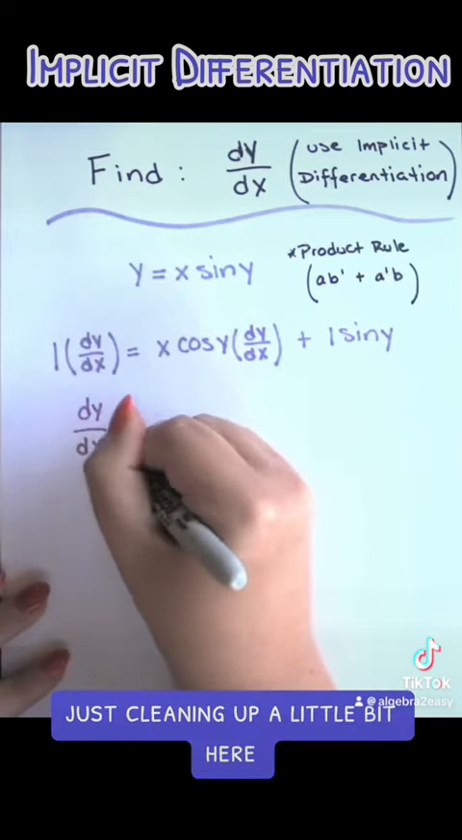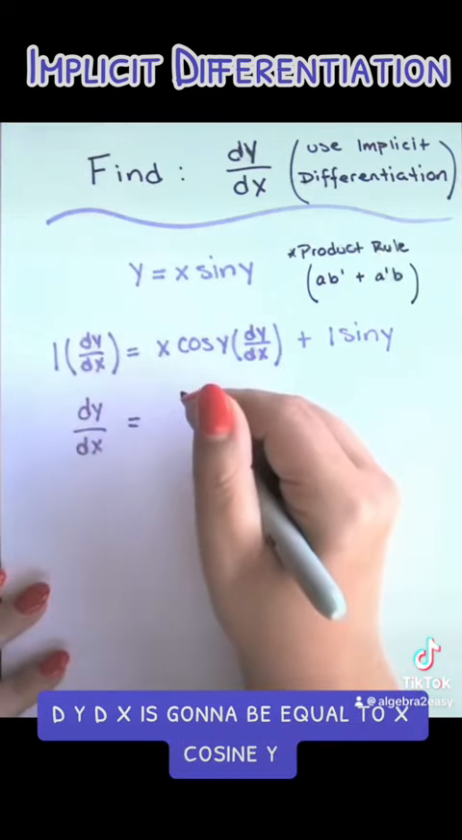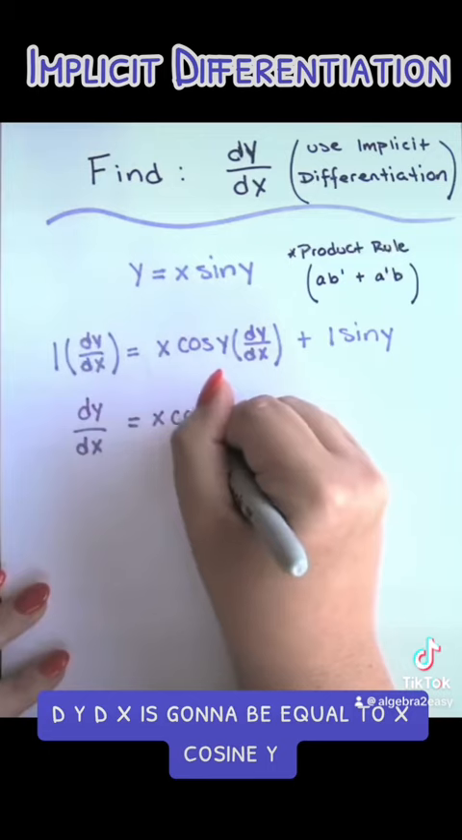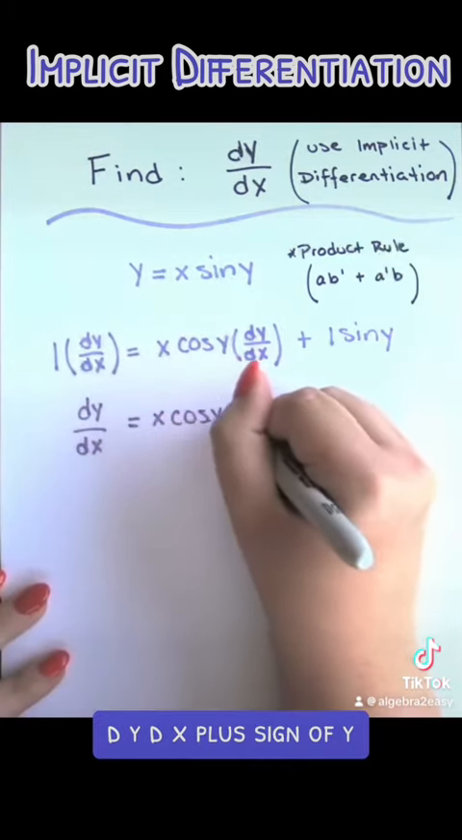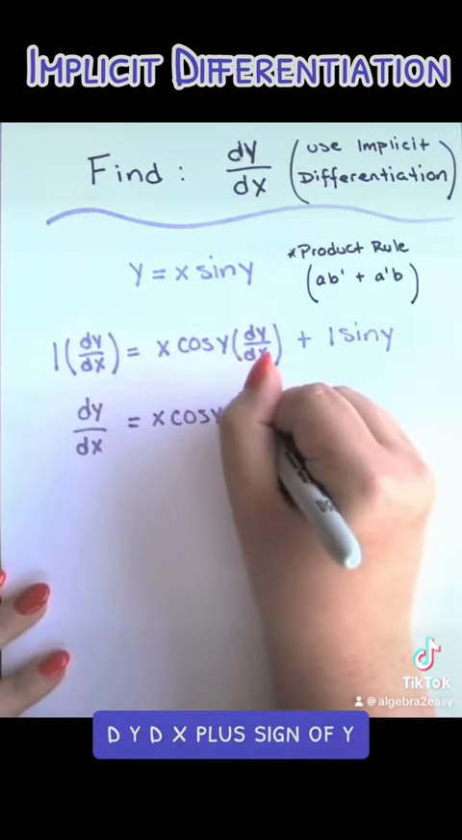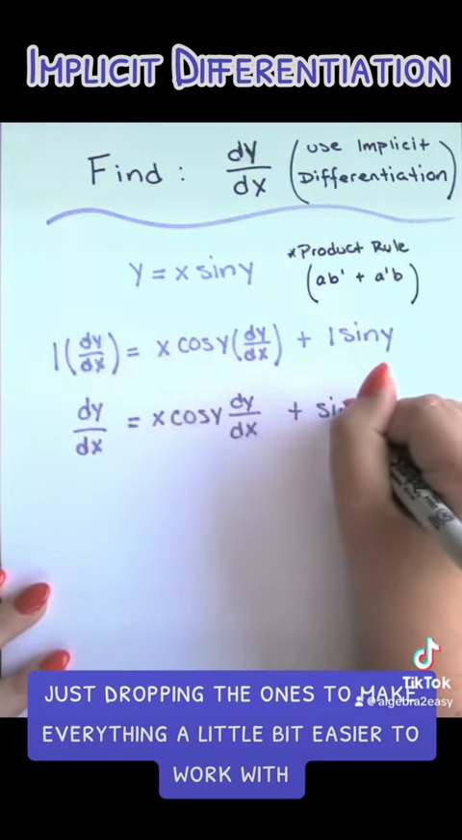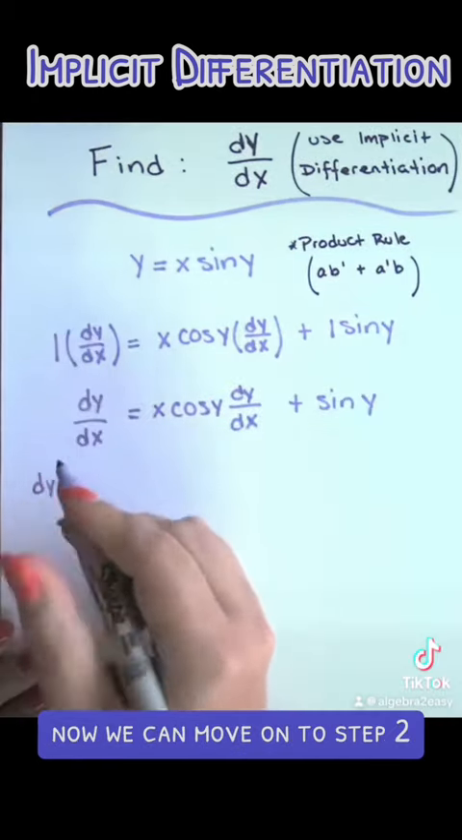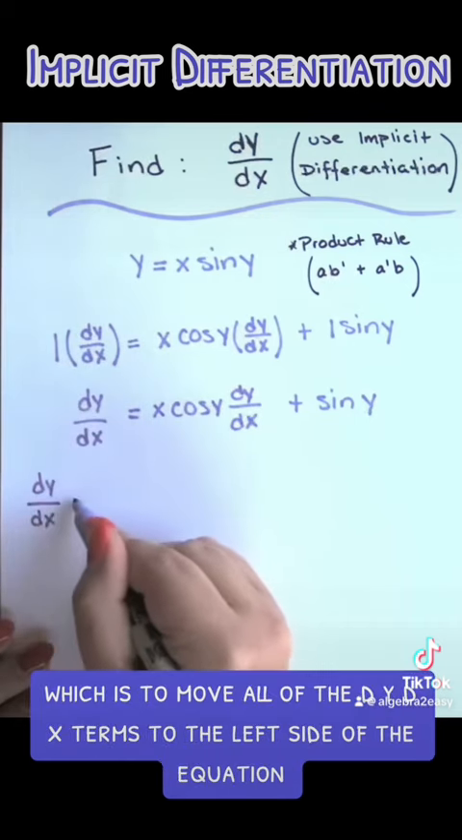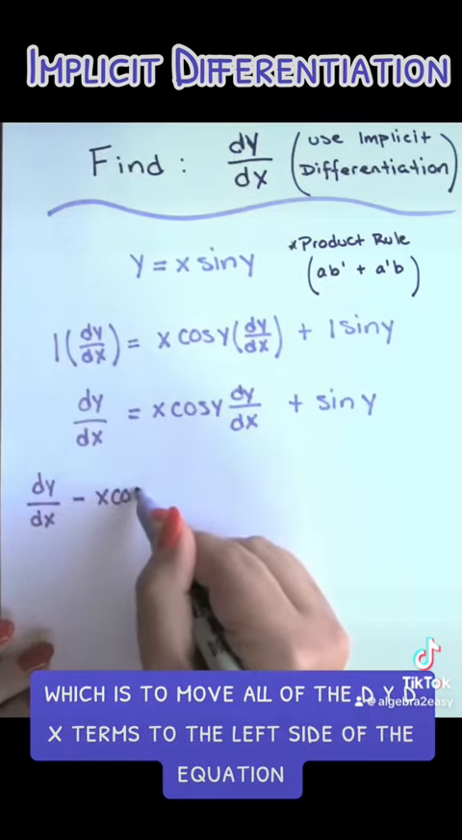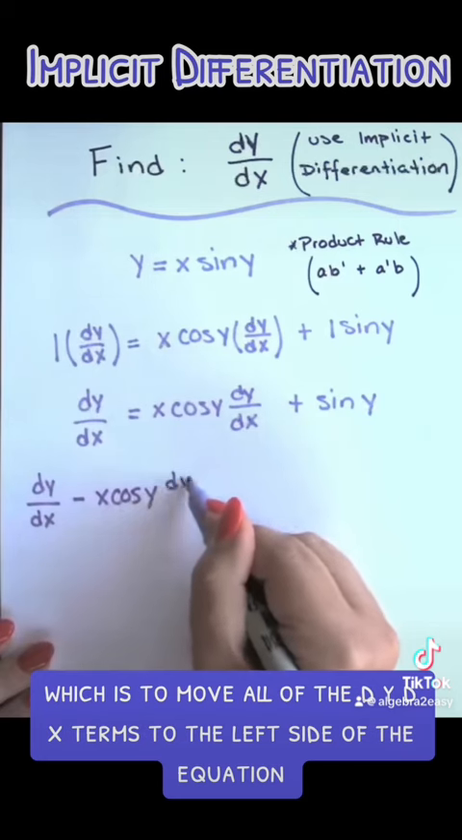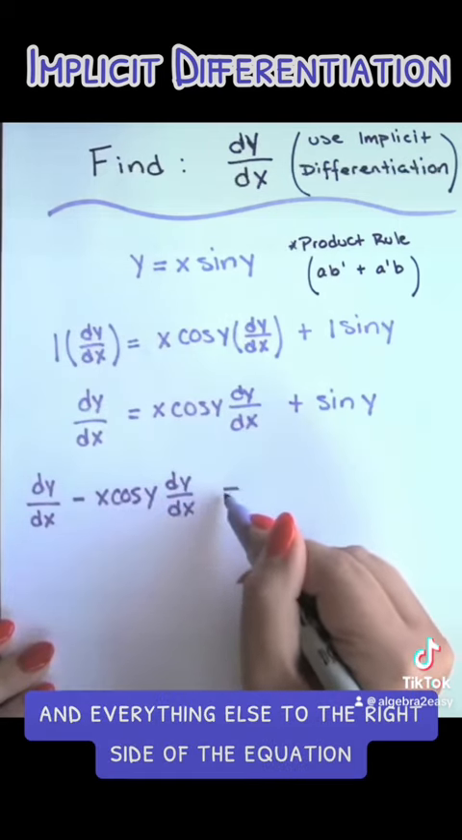Just cleaning up a little bit here, dy/dx is going to be equal to x cosine y dy/dx plus sine of y. Just dropping the ones to make everything a little bit easier to work with. Now we can move on to step 2, which is to move all of the dy/dx terms to the left side of the equation and everything else to the right side of the equation.